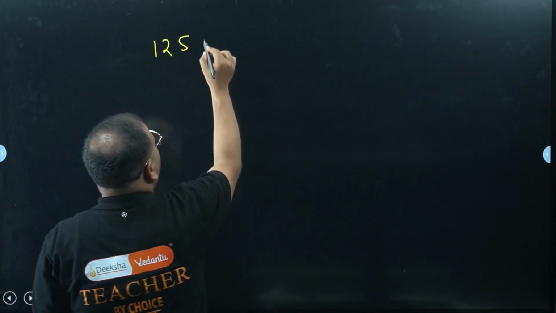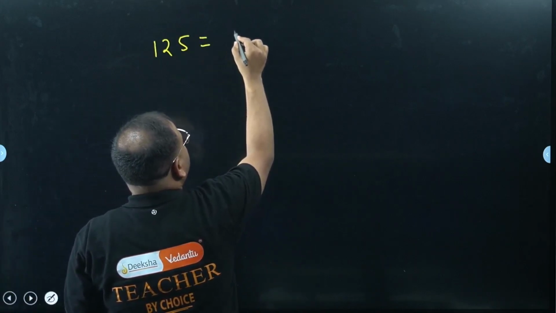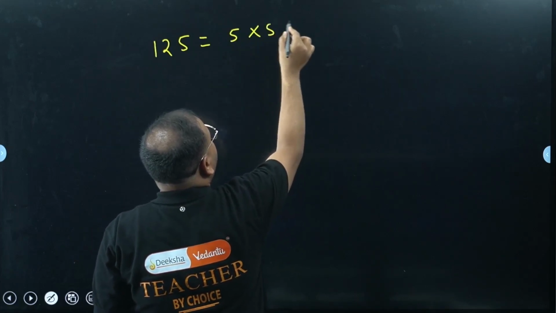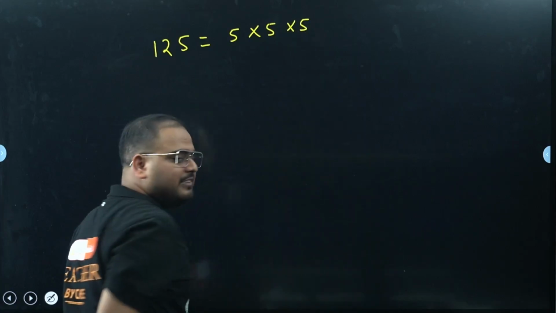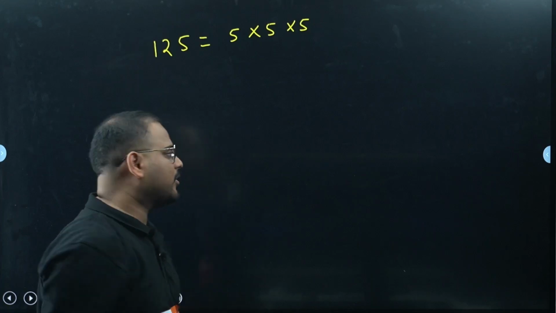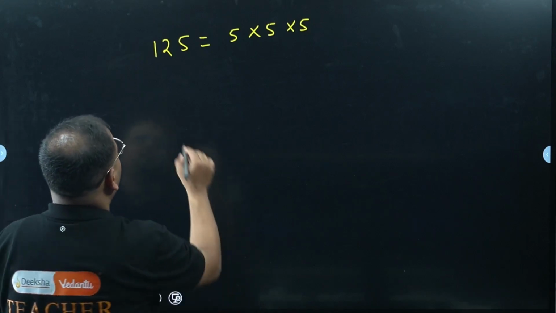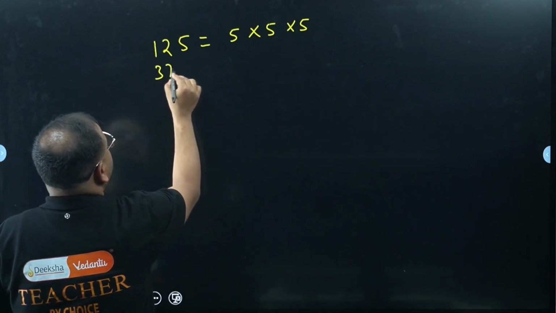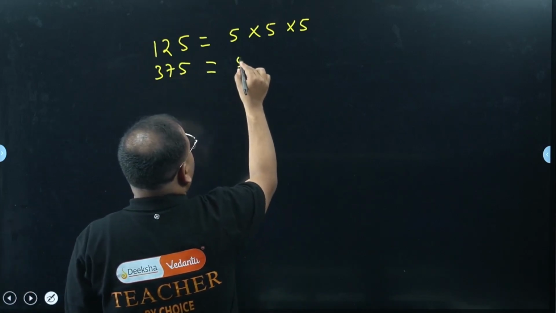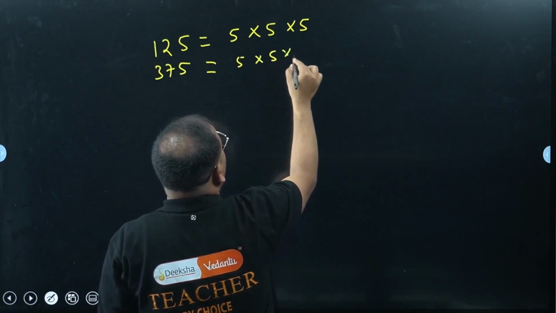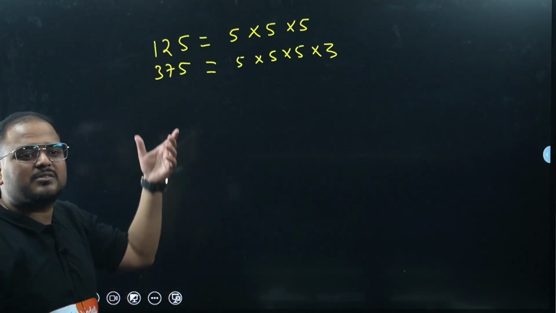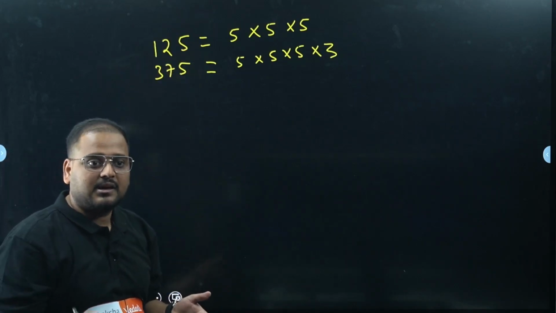Okay, how will we write 125? We'll write it as 5 into 5 into 5. 5 5s are 25, and 25 times 5 is 125. If you want to take another example, take 375. What will be here? 5 into 5 into 5 into 3. Now you'll say, sir, you just multiplied 125 by 3. Yes, I wanted to show that.